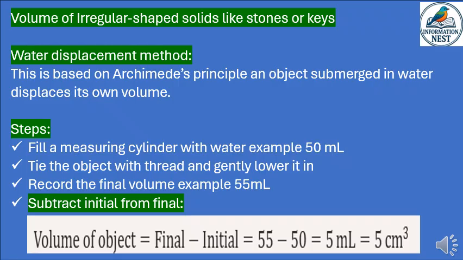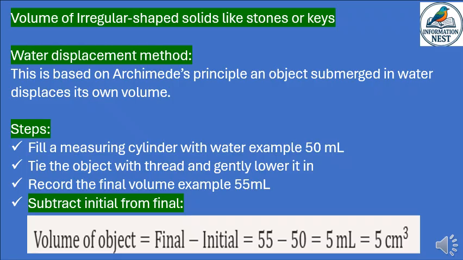Here is how it works. Fill a measuring cylinder with water, say up to 50 ml. Tie your object with a thread and gently lower it in. No splashing, no cannonballs. Watch the water level rise. Let's say it goes up to 55 ml. Now subtract. Final volume minus initial volume is equal to volume of the object. So 55 minus 50 will give you 5 ml, which is the same as 5 centimeter cube. Displaced water is equal to hidden volume revealed. It is like the object whispers, this is how much space I take up.